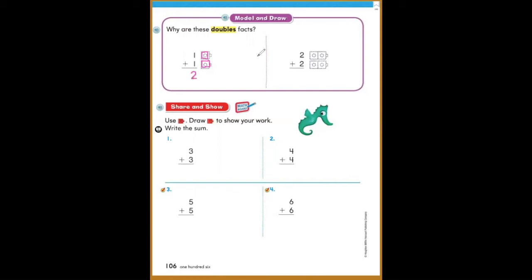2 is our sum. Now let's take a look at our next fact, and we're also going to explore why this is a doubles fact. It says 2 plus 2. Let's first trace the cubes that show 2 plus 2.